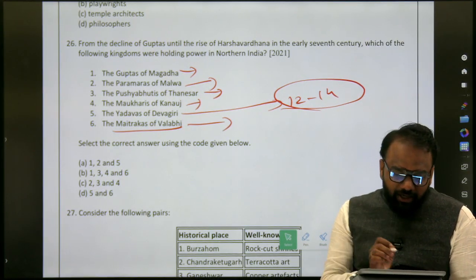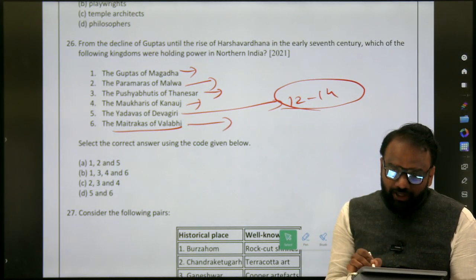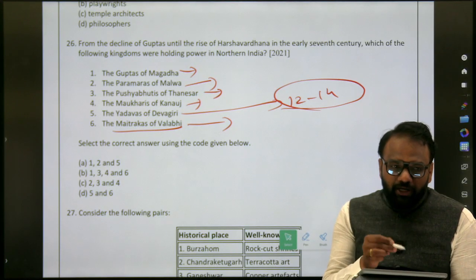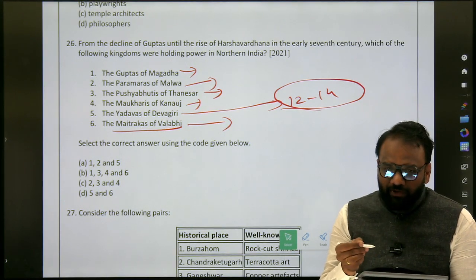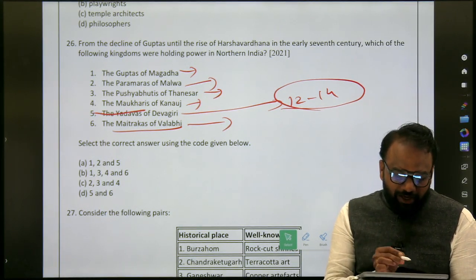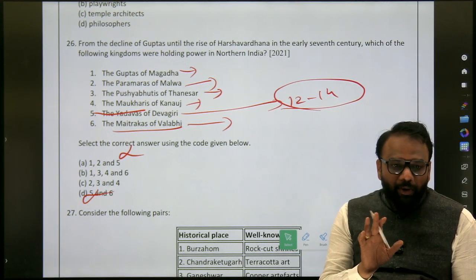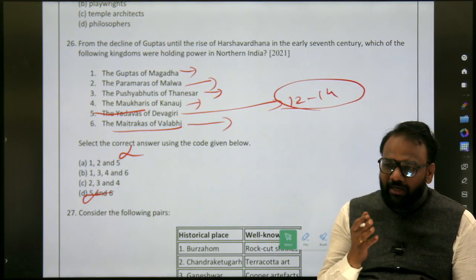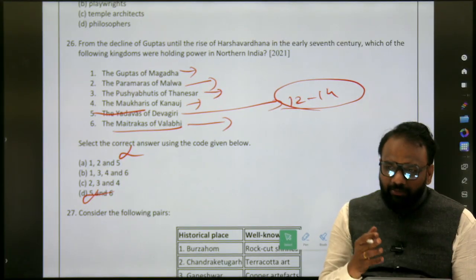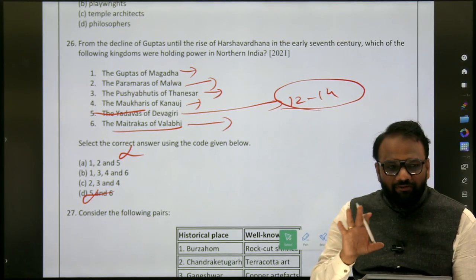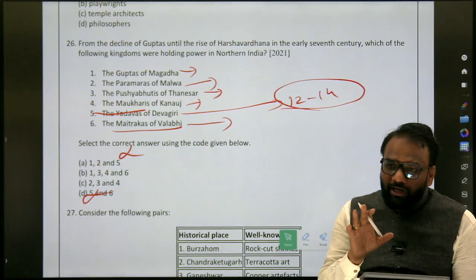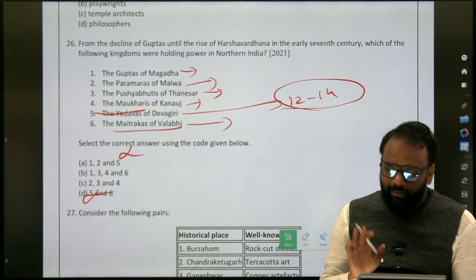So the Yadavas of Devagiri were present in the 12th to 14th century, but we are speaking about the decline of the Guptas in the 5th or 6th century. It means option 5 can nowhere be part of the answer, so you will eliminate it. So, alternative approaches: one approach will not always help us get the answer. Sometimes, with different perspectives, we may be able to arrive at the answer.